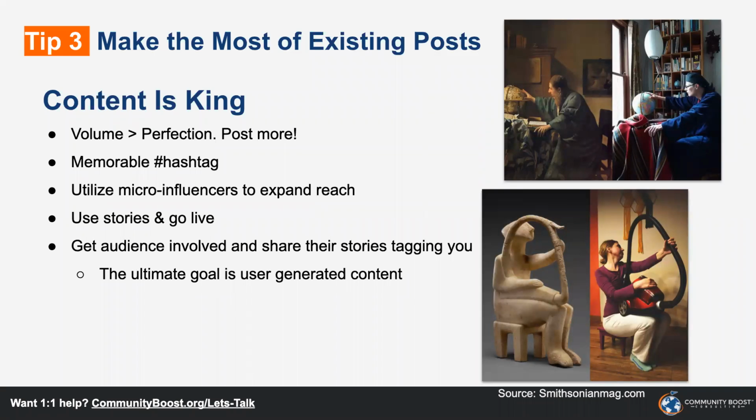Then going into the next slide, which leads me to content is king. This connects with this because of volume over perfection. You want to post more. The more posts you have, the more activity you have on Instagram and Facebook, the more engagement you're going to get, because the more people are going to see it. If you're on Instagram, it's really important to use memorable hashtags. If it's your organization, you could hashtag your org, or just use things that may be about the cause. You also want to utilize micro influencers to expand your reach. You want to ask your followers on both platforms to share your posts and to like your stuff. You can do video polls on Instagram Live and things like that. So it's really important to utilize your micro influencers. And then you want to use stories and go live and do it often.